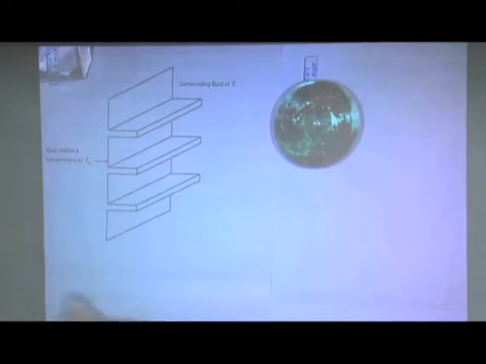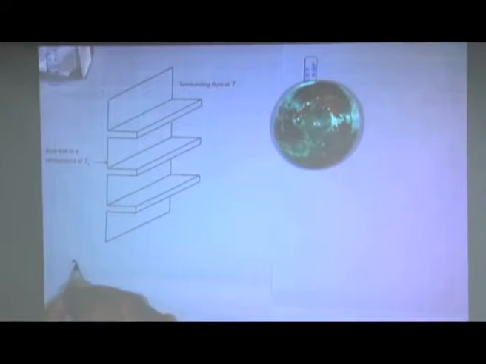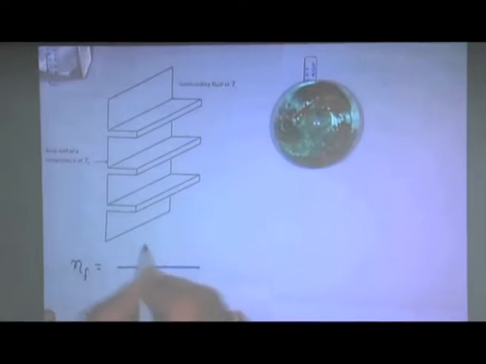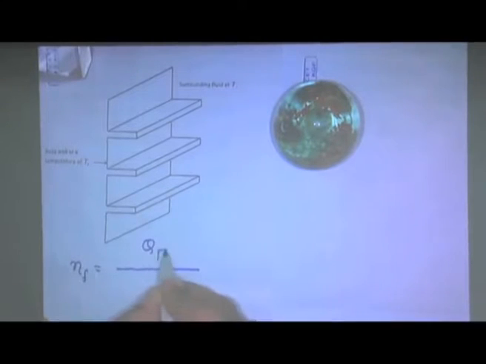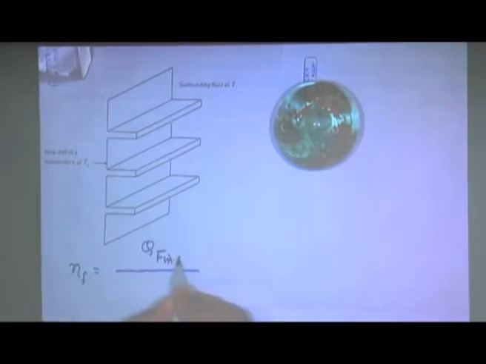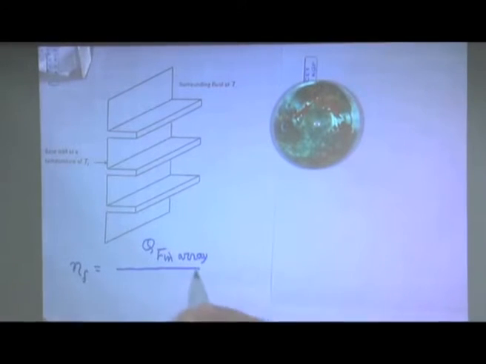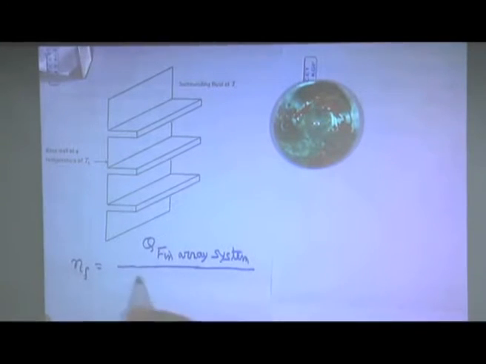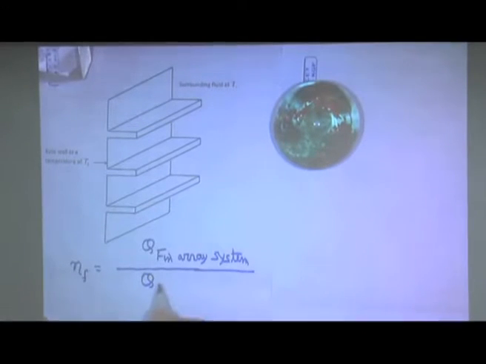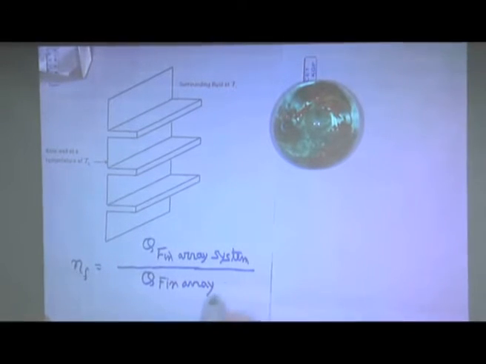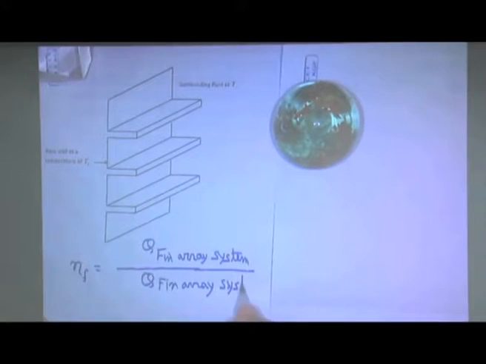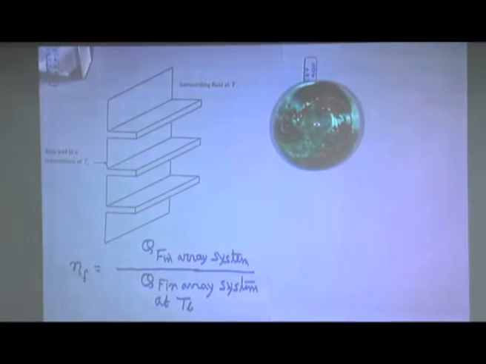Same thing, but a little calculation. Fin efficiency here is defined as the Q from the fin array system, divided by the Q from the same fin array system at Tb. That means the entire system is at Tb.